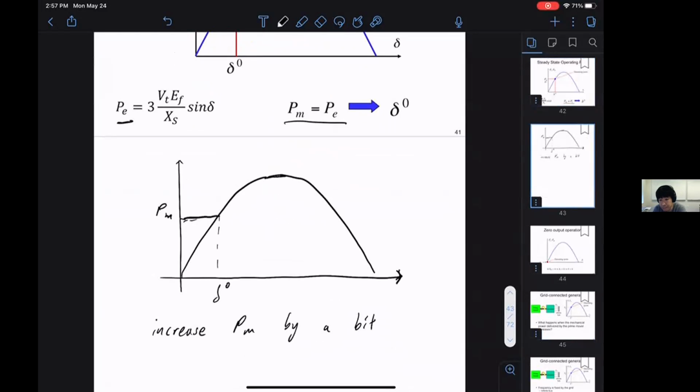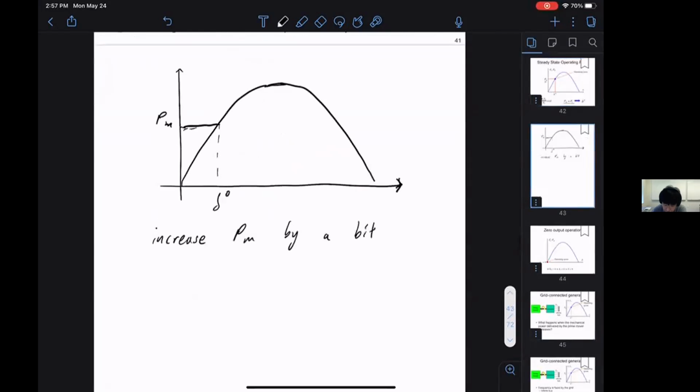If this increases by a little bit, let's think of what happens in our system. For example, you have a wind turbine and suddenly you have a gust of wind, so you have increased mechanical power. Now I have PM larger than PE. My mechanical power into the system is larger than the amount of electrical power I'm delivering to the grid.